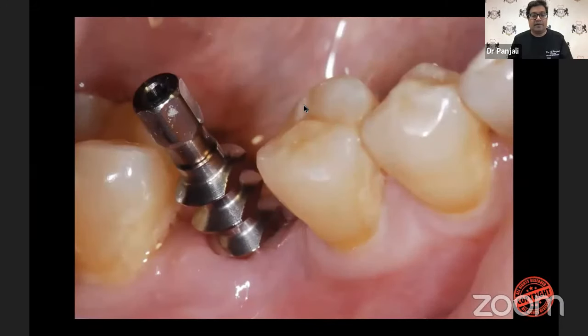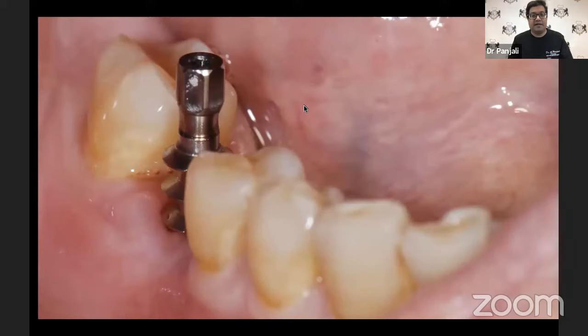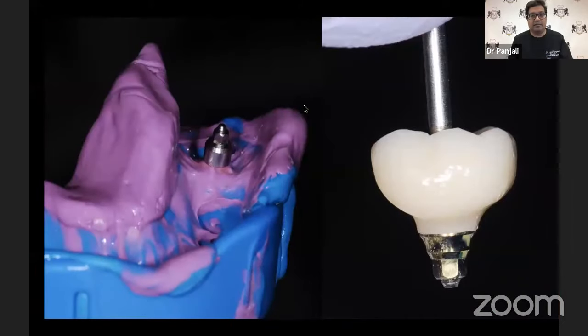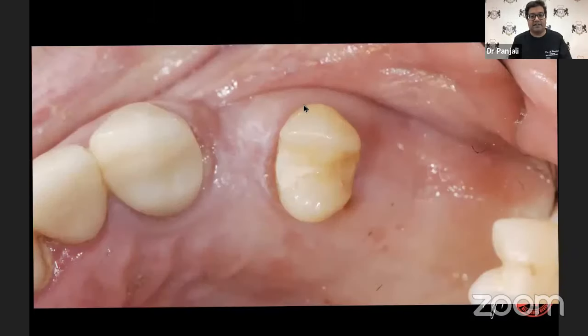This is an open tray. Here you can see my implant is right in the center, right? Initially you saw it, it was more lingually placed. And here's the final restoration. I'm sorry, I just placed this morning, so I didn't have the time to get the pictures and put it on the slide presentation, but it came out really nice. There's another case.